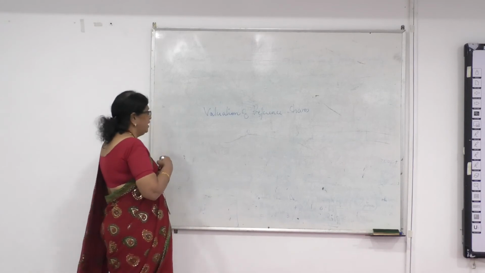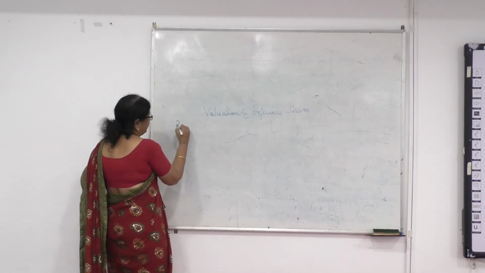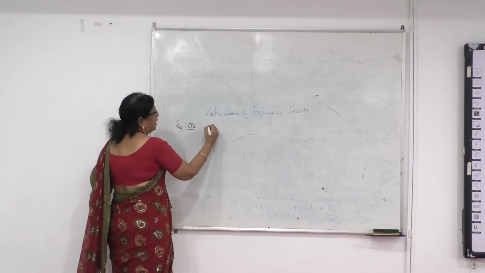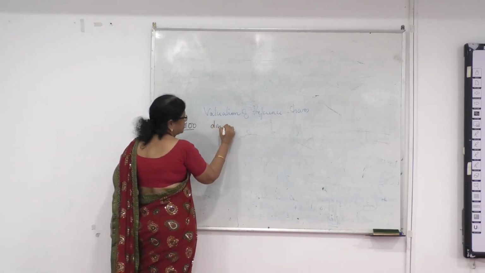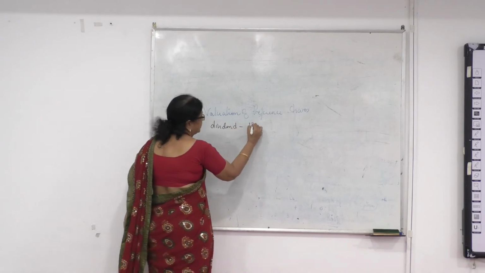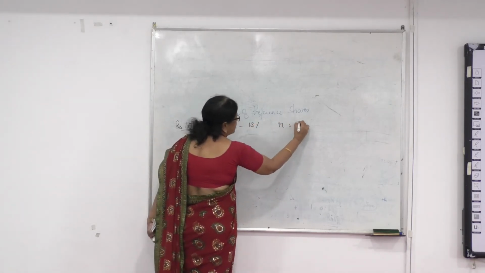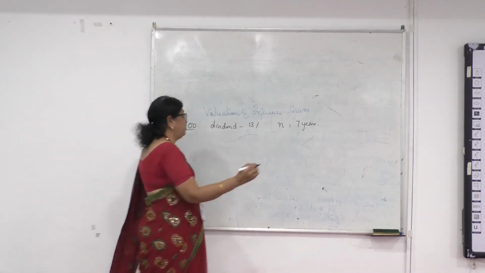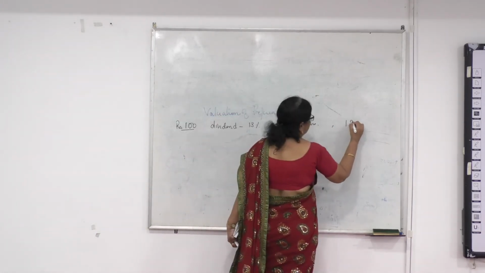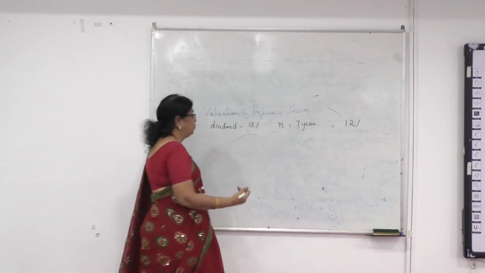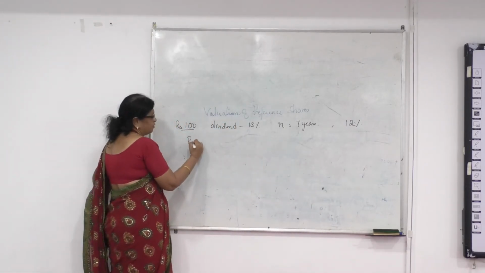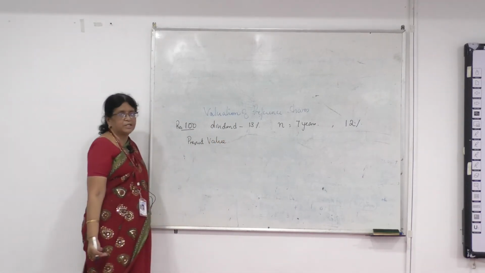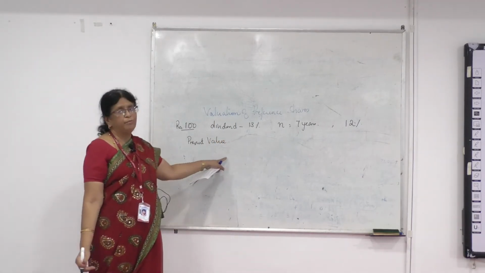For example, if I buy a preference share and the par value is rupees 100 and the dividend that is going to be paid on this is going to be 13% and the number of years is going to be 7 years, keeping this information and my required rate of return, let me assume, is 12%, I can find out what will be the present value of the bond following the same methodology that I have taught you with respect to valuation of bonds.